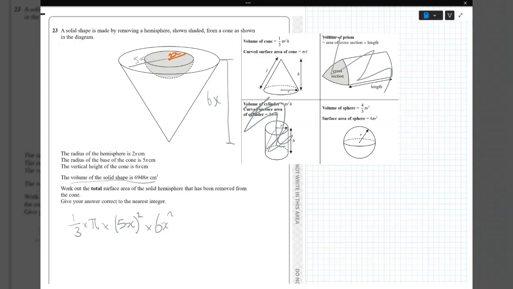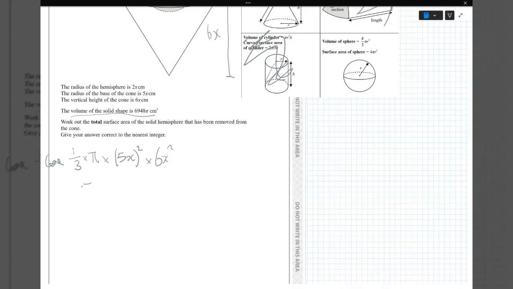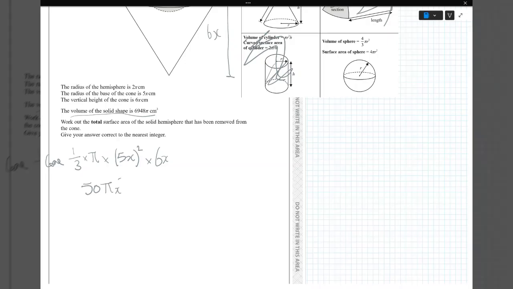It doesn't come into it at all because we're going to be working out the surface area of the hemisphere in a bit. So that's the cone. I'm going to simplify that now. A third times 6 is 2, and then the 5 squared will be 25. So this will make 50 pi. That's not 6x squared, that's just 6x. And then it's x cubed. So we've got 50 pi x cubed, because this bit simplifies to 25x squared, 5x times 5x. Right, so that's the volume of the cone.